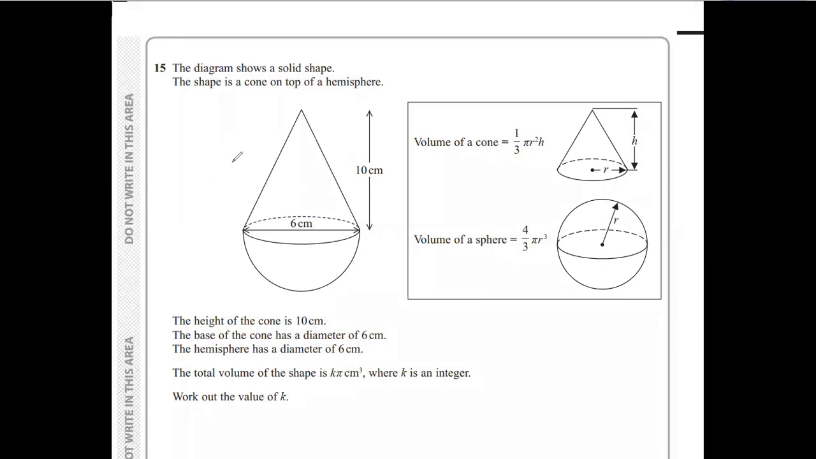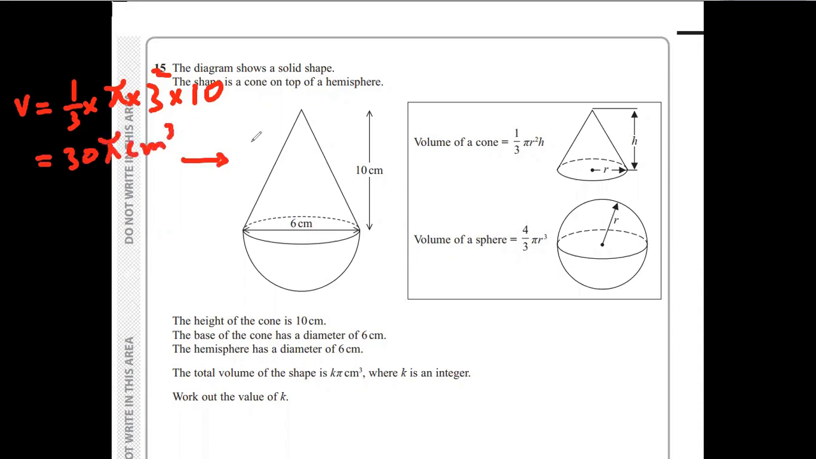Right, to work out the volume of the top bit, which is the cone, we will say volume is equal to 1/3 times pi times r squared times h. The radius, if its diameter is 6, must be 3, squared, and times by 10. 3 squared is 9, 9 times 10 is 90 pi over 3, and if we divide it by 3, it will be 30 pi centimeters cubed.